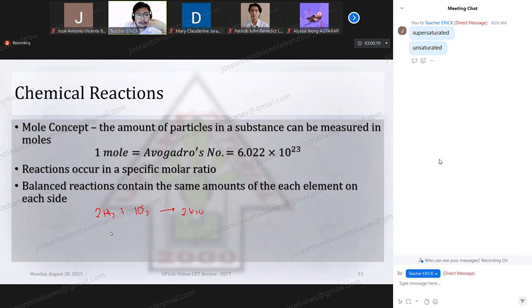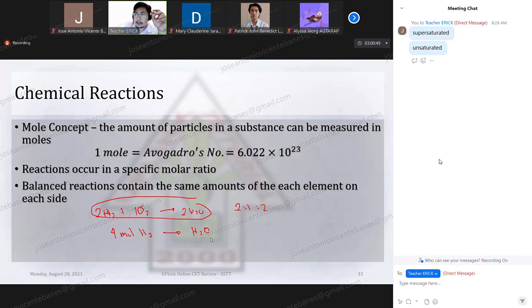So if you have 4 moles of H2, the ratio will be based on the balanced equation. So ano ang ratio natin? What would be our ratio? The ratio is 2 is to 1 is to 2. So for every 2 hydrogen, there is 1 oxygen used. For every 2 hydrogen, there are produced 2 moles of water. So if given is 4 moles of H2, how many moles of water is going to be produced?